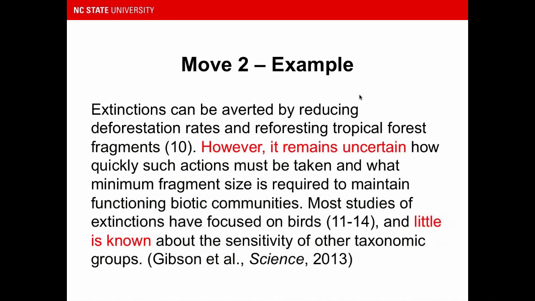Then they continue, they've got a second element of their Move 2 here, and they additionally say, most studies of extinctions have focused on birds, and they have some citations to reference that, and little is known about the sensitivity of other taxonomic groups. So they're expanding on what isn't known here by saying, the research that has happened is on birds, but we don't know very much about other groups, for example, mammals.